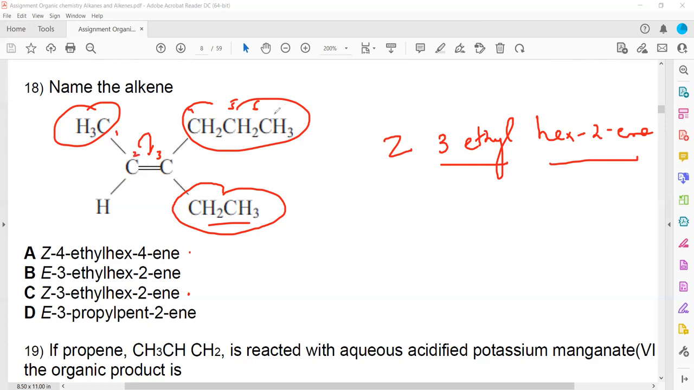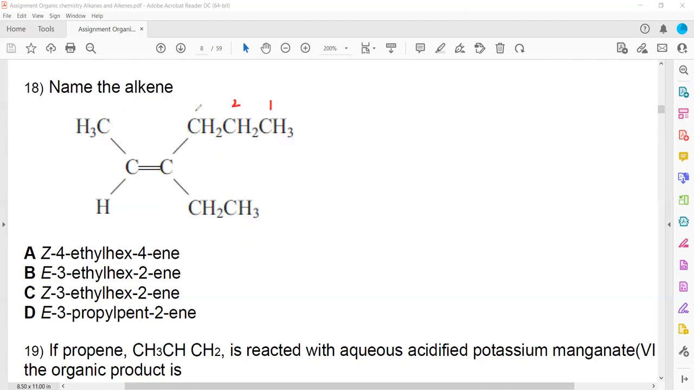Why did I not count from this carbon on my right hand side? Because if I count from here 1, 2, 3, 4, at the fourth position I will have a double bond. But if I count from the left hand side, I will have the second position as the double bond. That's why we count from the nearest double bond. So a double bond is a priority.